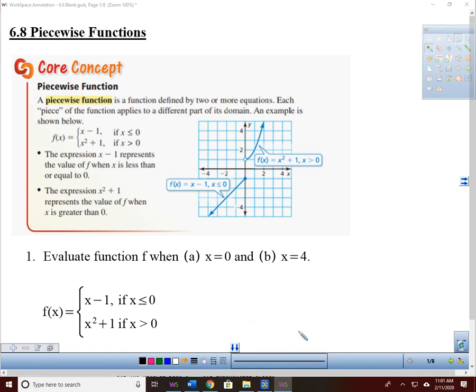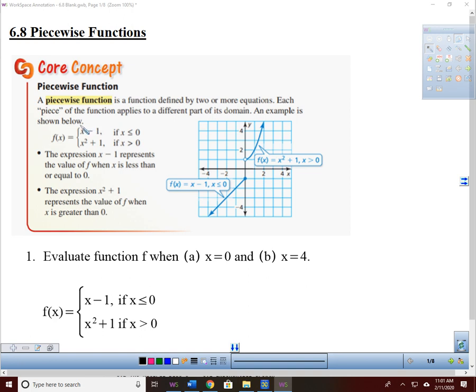Okay, so we're going to be talking about piecewise functions. A piecewise function is a function defined by two or more equations. Each piece of the function applies to a different part of its domain. All right, so for this example, they're written kind of funny. So they have this f of x equals and then this big kind of brace right here. So this is one part, one piece, and this equation is another piece.